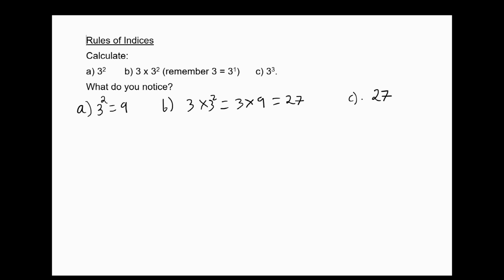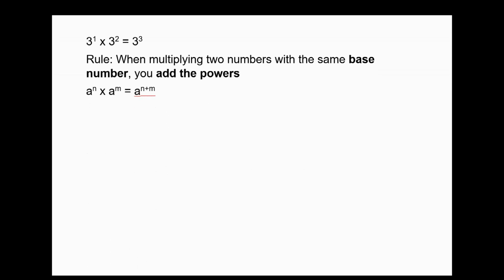If we look at question B, remember 3 on its own is 3 to the power of 1. So we have 3 to the power of 1 times 3 to the power of 2, giving you 27. But 27 is the same as what we have in C, which is 3 cubed. So we can see 3 to the power of 1 times 3 to the power of 2 is 3 to the power of 3. It looks as though we've added the powers. And this is in fact a rule that we can extend.